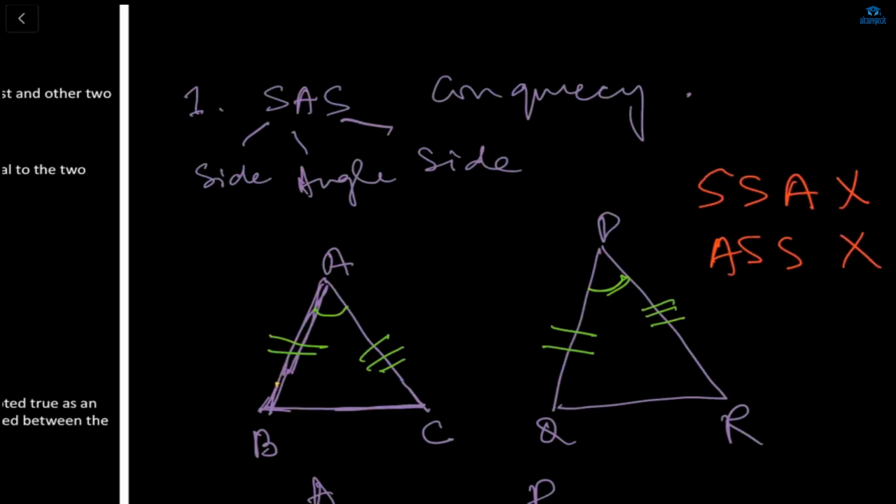From here only, you don't need to remember any extra thing. It is written here only. SAS: side, angle, side. First you will take one side, then the angle, then the other side. Any doubt in this? SAS congruency means what things you have to prove when you are taking SAS. The whole theorem I am telling in detail.